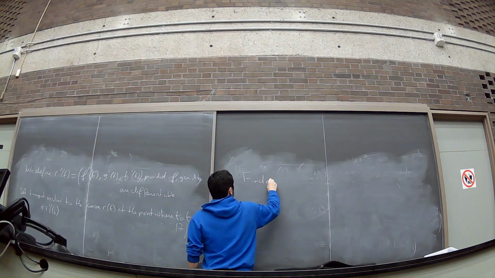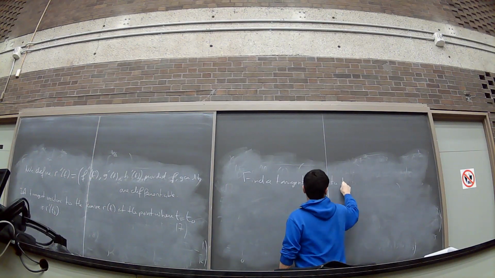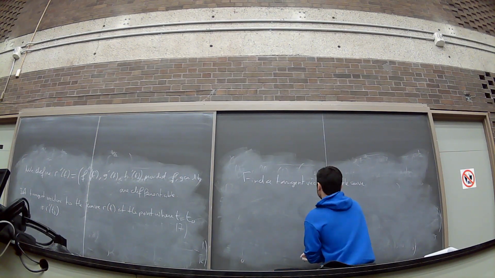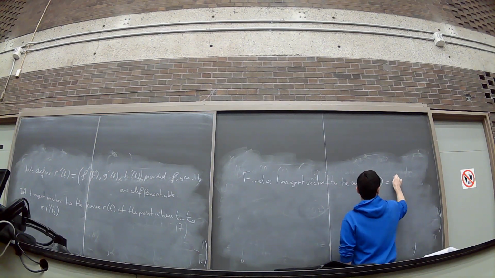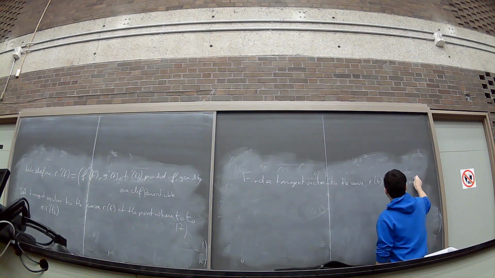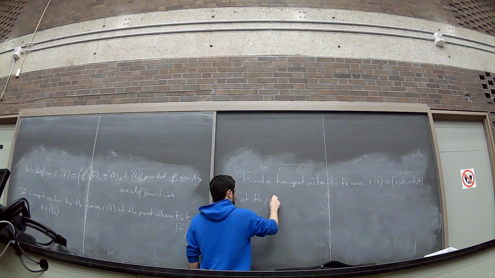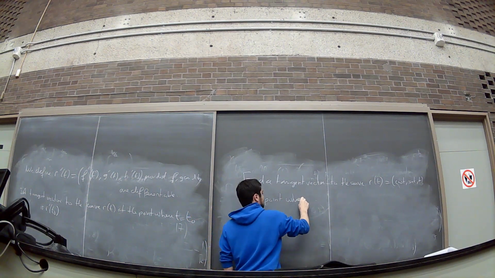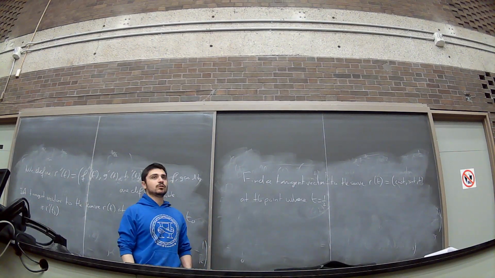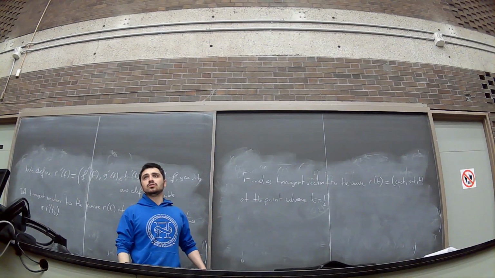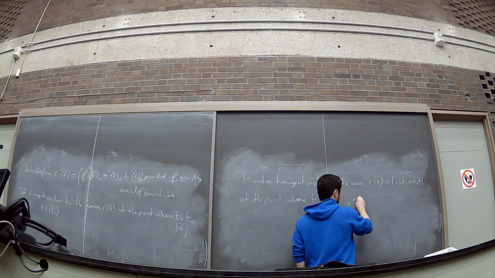Find a tangent vector to the curve r(t) = (cos t, sin t, t) at the point where t is equal to 1/2. What is this? How do I find this? First of all, what do I need to do? I need to differentiate r. What is r prime of t?